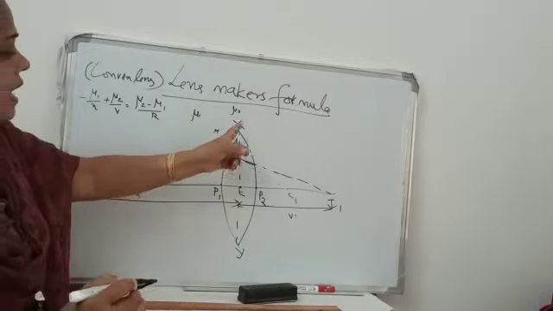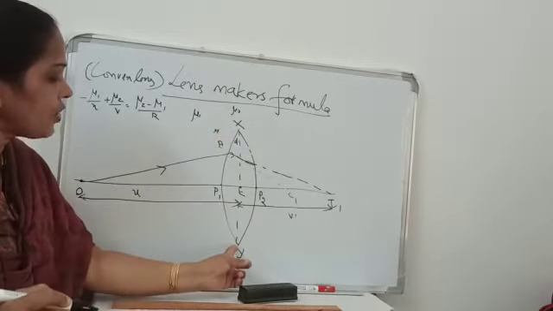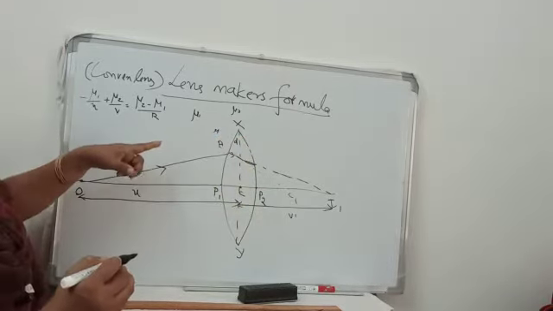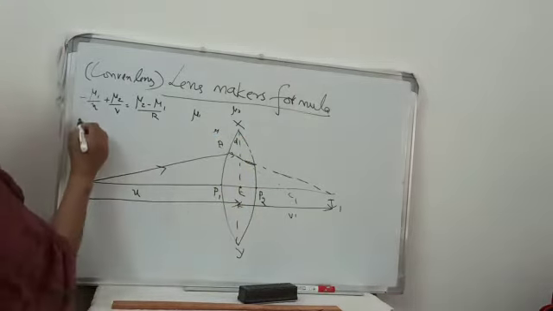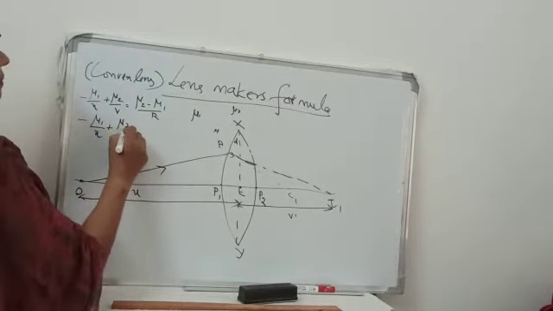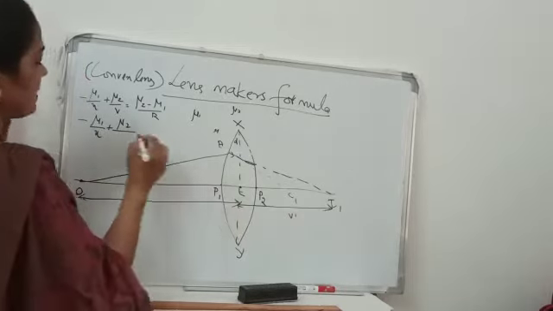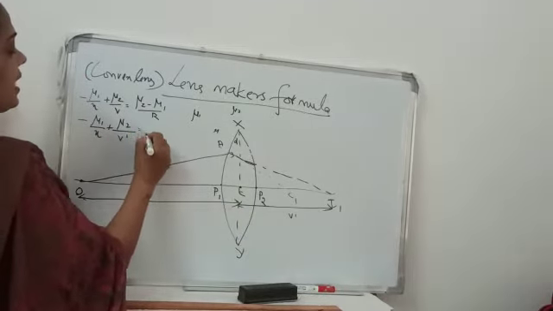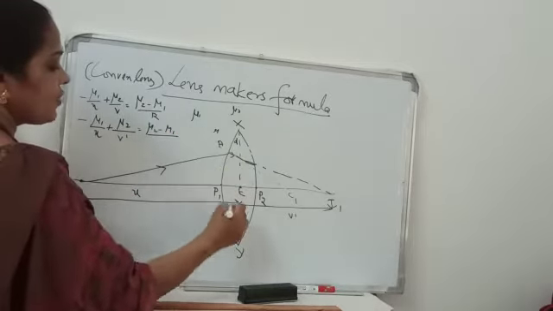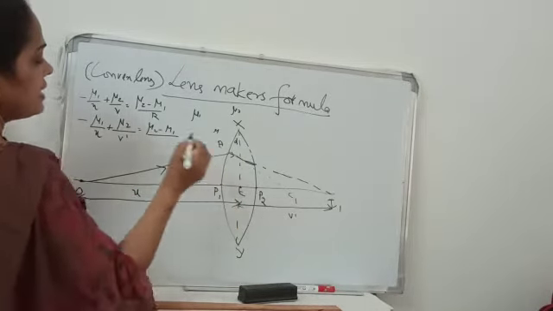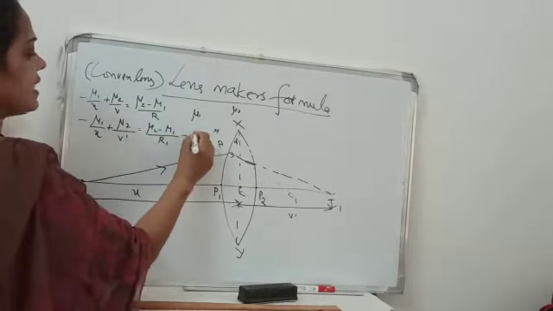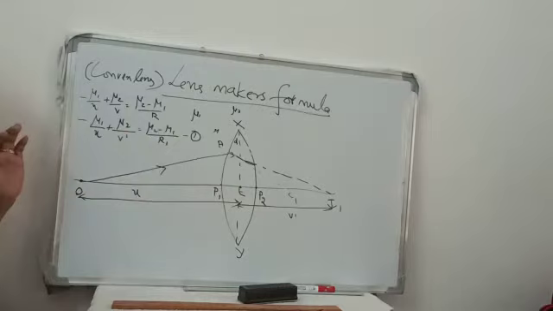Now, let r1 be the radius of curvature of this surface and r2 the radius of curvature of the second surface. Let us substitute for this surface: minus mu1 by u plus mu2 by v dash, where v is represented by v dash, equal to mu2 minus mu1 by the radius of curvature, that is P1 C1, which is equal to R1. Let us name this as equation 1.